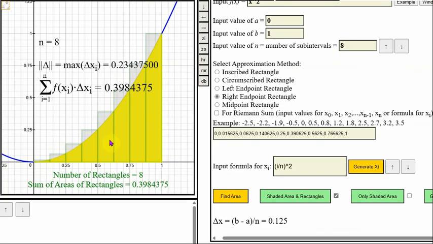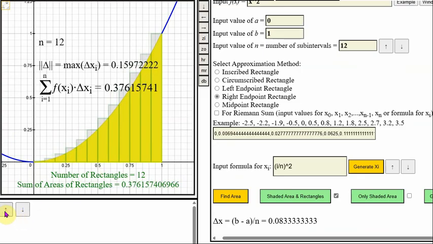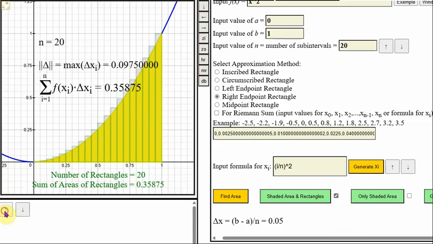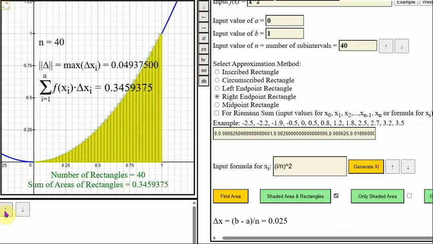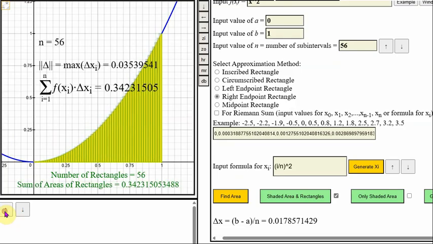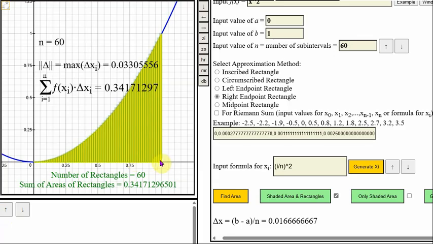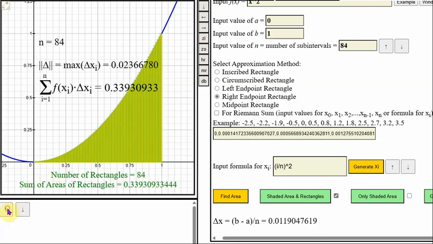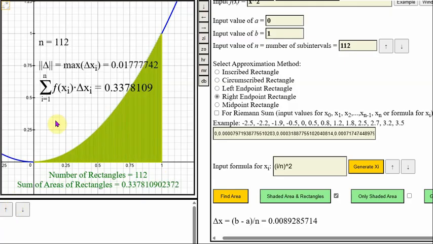And so here are the 8 rectangles again. And what I'm going to do now is, instead of 8 rectangles, fill it up with 12. And then I'm going to increase the number of rectangles. And once again, all the rectangles' widths are the same. And so we can see here that as the number of rectangles increases, the width of each rectangle decreases.